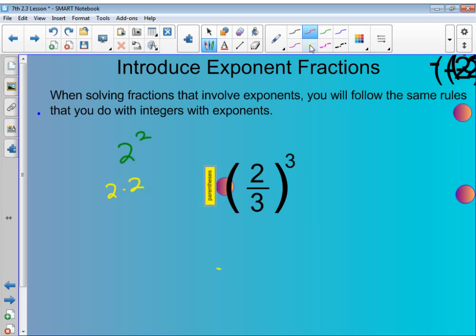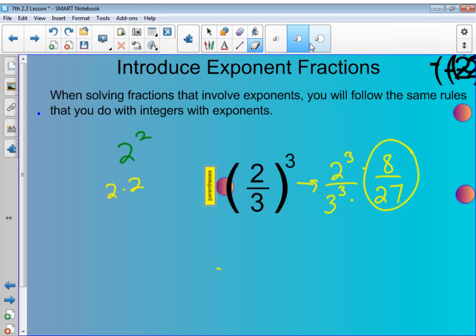So this is how I like to look at it. I like to look at it like this: 2 to the 3rd power over 3 to the 3rd power. So that 3 is applying to both the top and the bottom numbers. So now I just like to think of it as 2 to the 3rd power. 2 times 2 times 2 is going to give me 8. And 3 to the 3rd power, 3 times 3 times 3, is going to give me 27. I'm done. So 8/27. Or you could write it out as 2/3 times 2/3 times 2/3 if you like to see all of those individually.